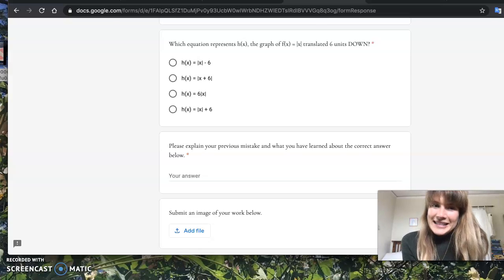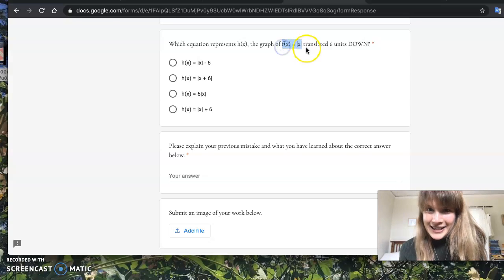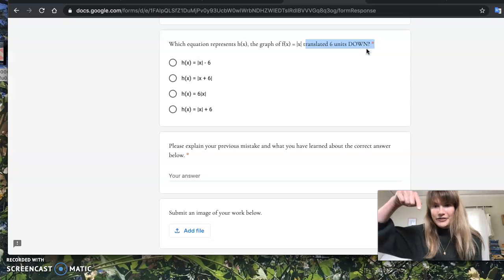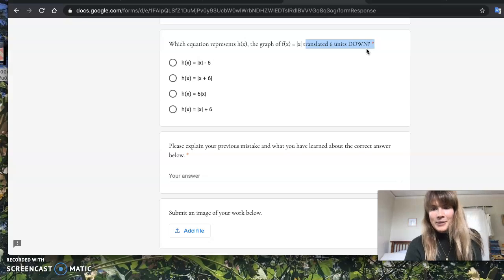Okay, so the second practice question asks you which equation represents h of x, the graph of f of x equals absolute value of x, translated 6 units down. So it's a vertical shift. This time it's shifting down. In practice question number 1, it was shifting up. This time it's shifting down.